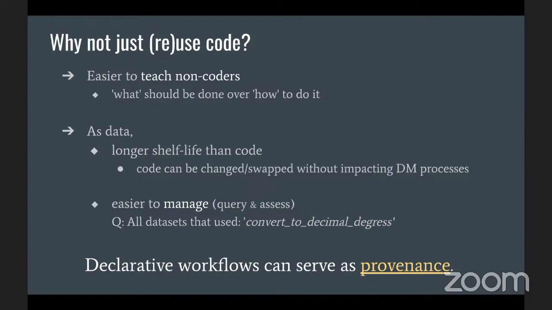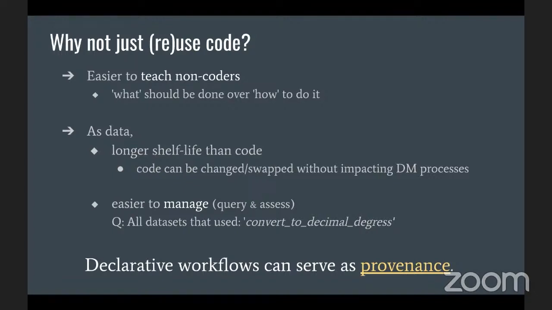Also, as data, these declarative workflows have a longer shelf life than code. We have provenance records and data that date back to, Matt probably knows better than I here in the session, but decades. And I don't know if there's many software packages that we are still using decades on. But also, what's interesting about declarative workflows and how it ties into provenance is that these workflows, because they're stored as data, are easier to manage. And then because they're data, we can query and assess them.